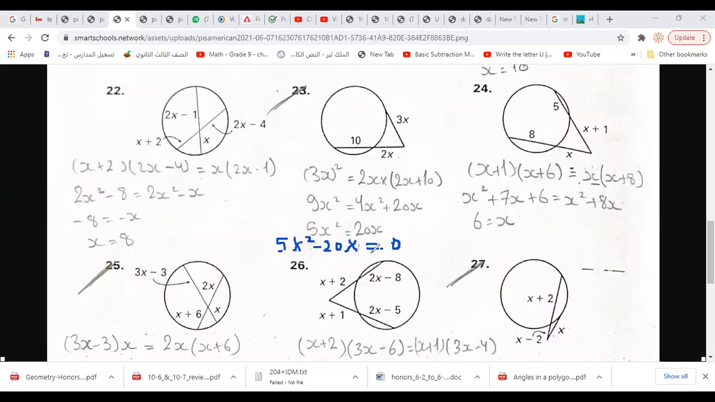No, we will not accept it. Then only x equals 4, right? Yes, by factorization. I told you at the beginning that we have two different ways.